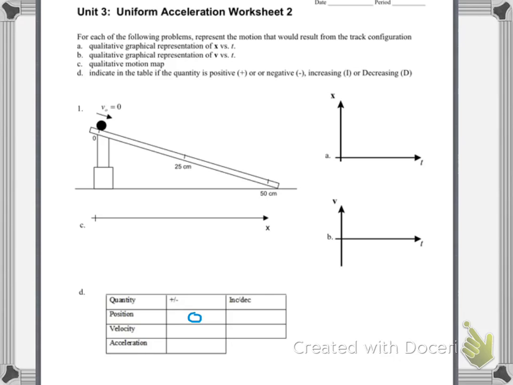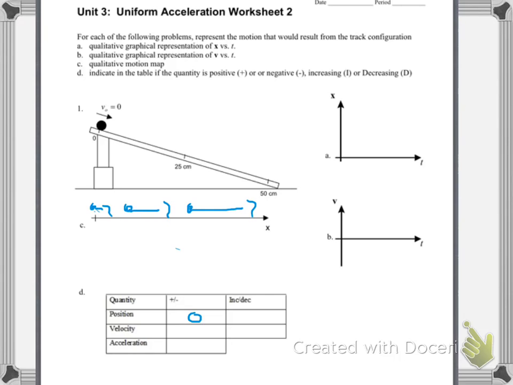If we want to draw the motion map here, I'll call this most left point 0. This object starts with an initial velocity of 0, but then slowly begins to roll down the ramp. As it rolls down the ramp, its velocity will gradually increase as it goes towards the bottom. We can draw this motion map going to the right because we see that the marble is moving from left to right, which means that it has a positive velocity in this case.